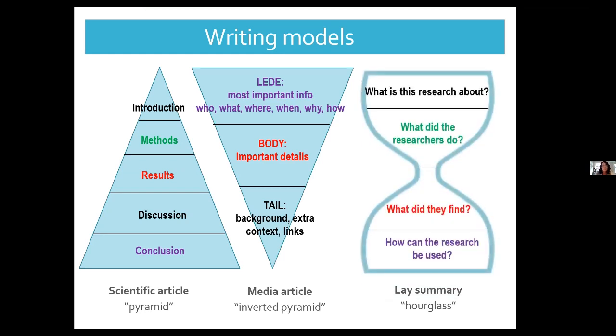The lay summary is a hybrid of these models, and it looks more like an hourglass. It begins with the broad to tell the reader what the research is about, and then it narrows in to the more specific. What did the researchers do? What did they find? And then it broadens again to talk about how the research can be used.